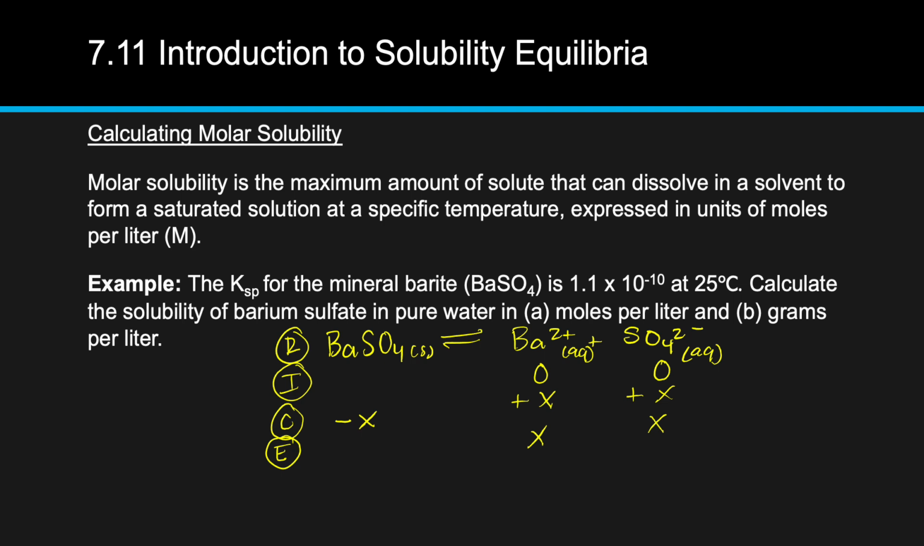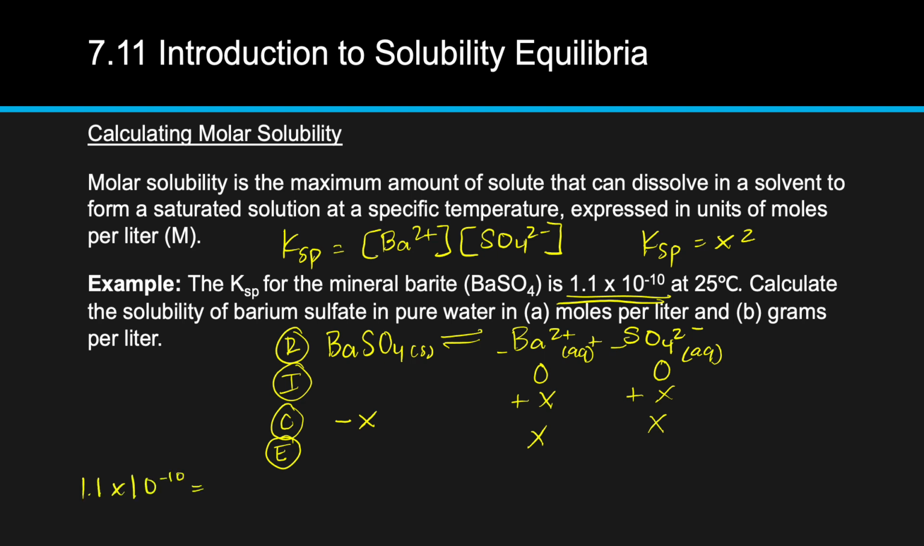So now that I have those values, I can go ahead and plug them into my KSP expression. They're all a 1 coefficient, so my expression would be KSP equals my concentration of Ba2+ times my concentration of SO4 2-. Both of those values are X, so my KSP is equal to X squared. And now I know my KSP value from my problem, so I know 1.1 times 10 to the negative 10th is equal to X squared. And now I can solve for X.